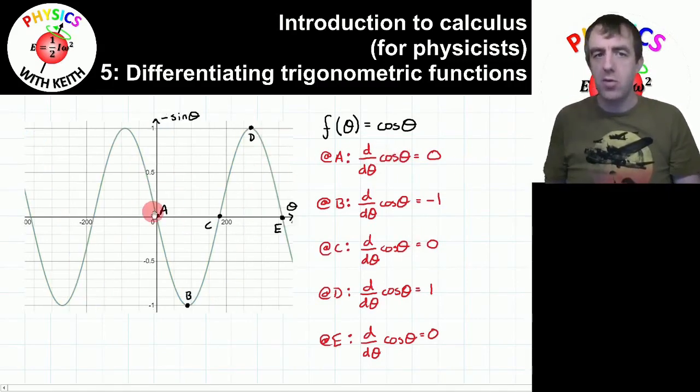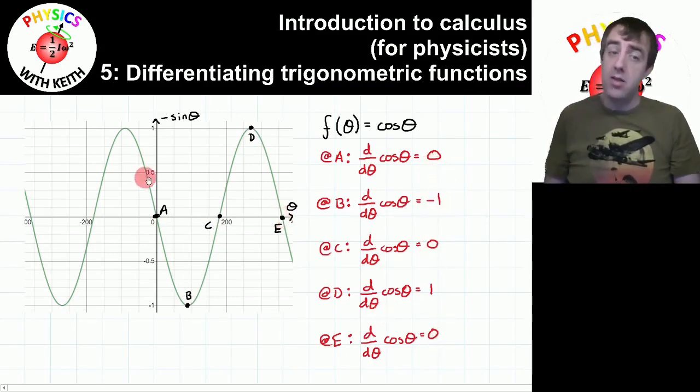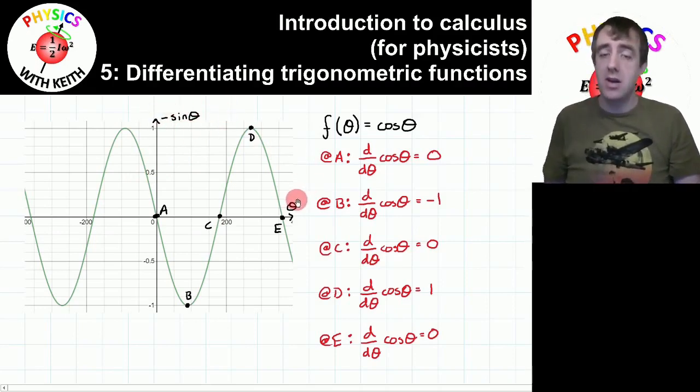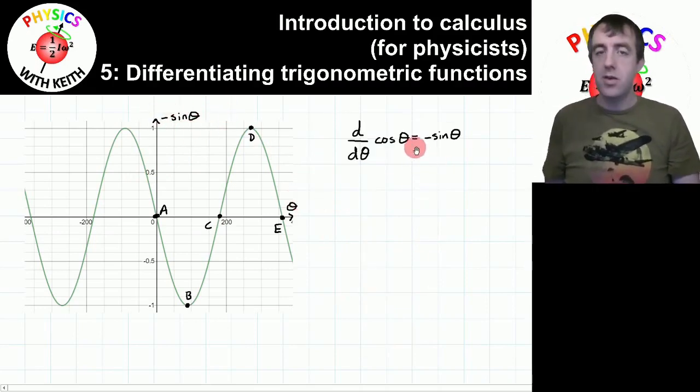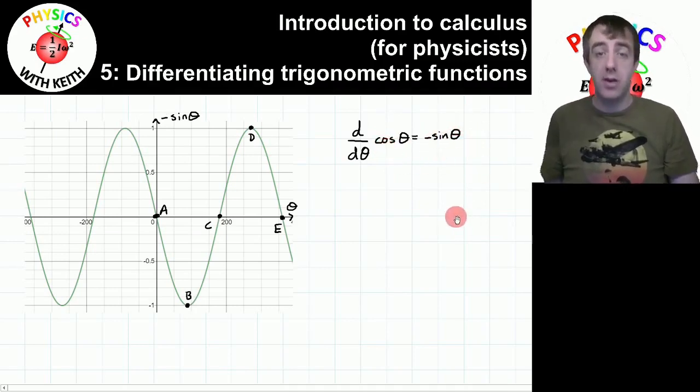You can see at point A, the value is 0. At point B, the value is -1. At point C, the value is 0. At point D, the value is +1. At point E, the value is 0. Exactly as we should get. And this function is a minus sine theta function. So the first derivative of a cosine function is a minus sine function.